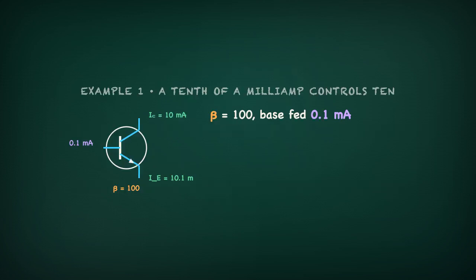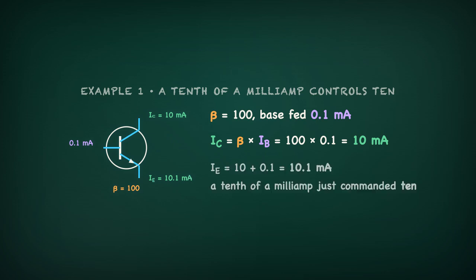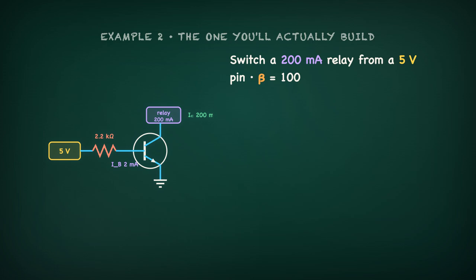Let's use it. A transistor with a beta of 100, and we feed the base 0.1 milliamps. Collector current equals beta times base current. 100 times 0.1 is 10 milliamps, and the emitter carries both. 10 plus 0.1 is 10.1 milliamps. A tenth of a milliamp, just controlled now, the one you'll actually build.